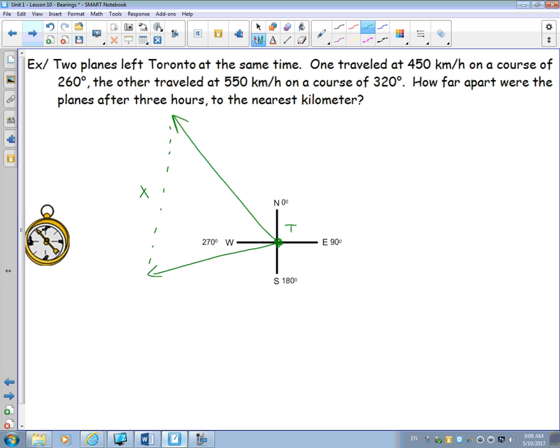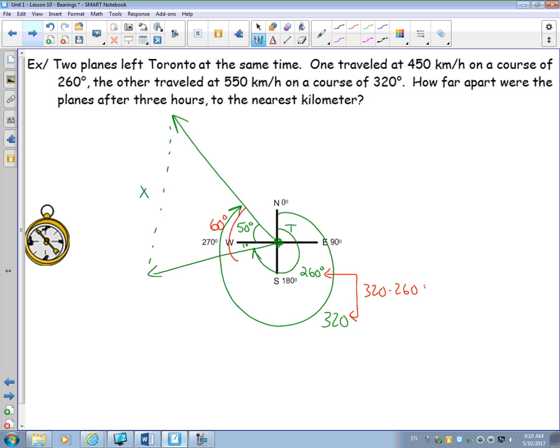What do we know? Well, we know the first bearing was 260. So from here, this was 260, which means the part in between has to be 10. We know the other one was 320, which means that this part is, we went past 270 by 50. Oh, I got 50 and 10 together. The angle in the middle has to be 60, which also makes sense because that's the difference between the two bearings. 320 minus 260, also 60.